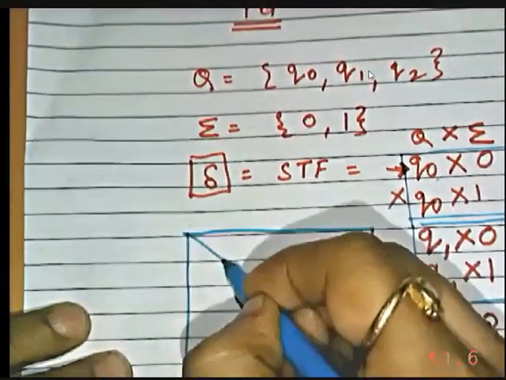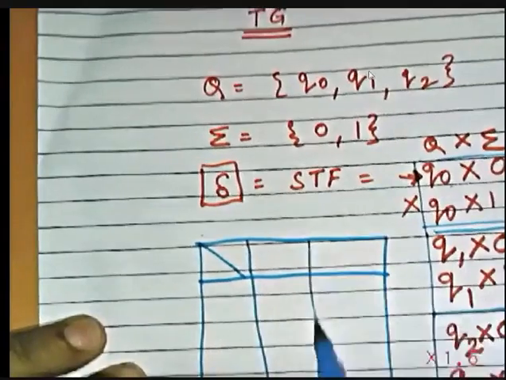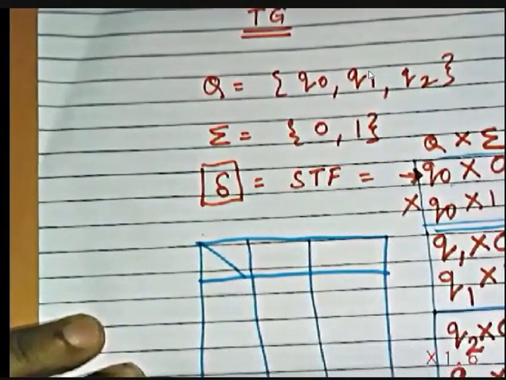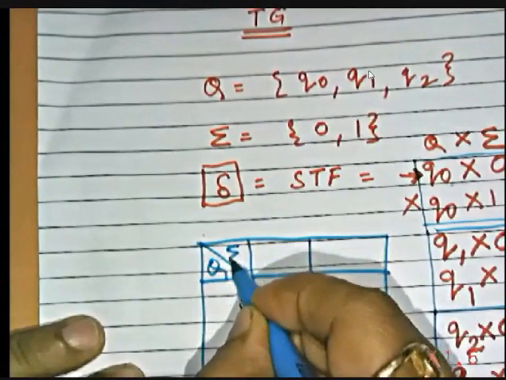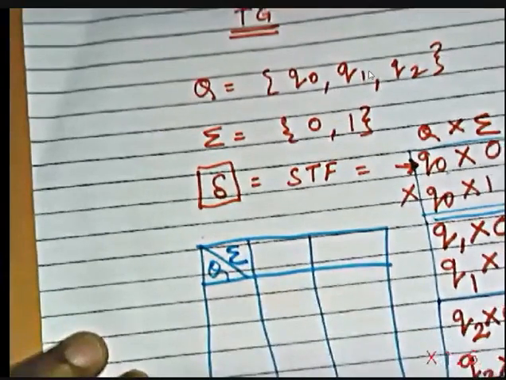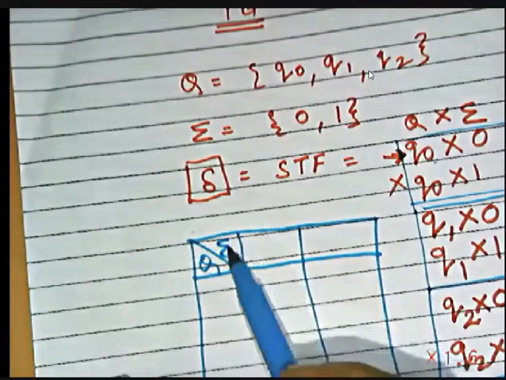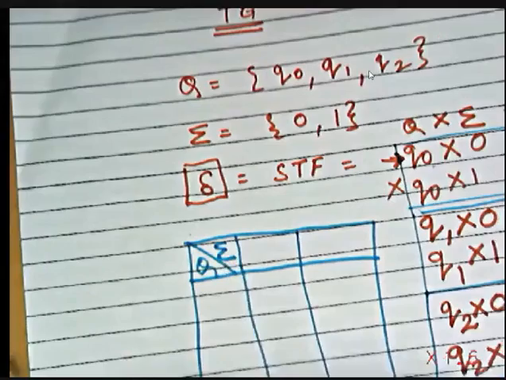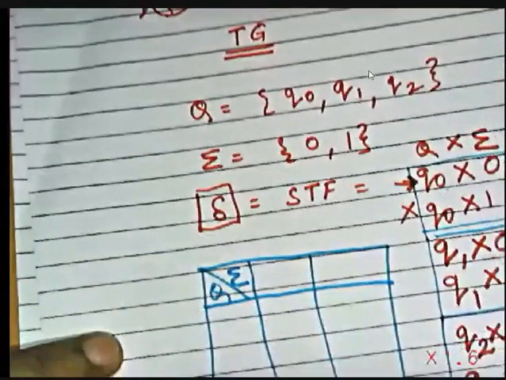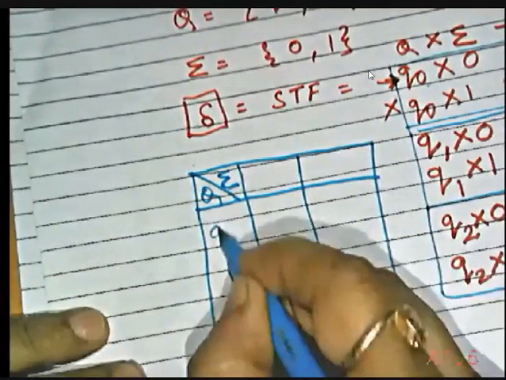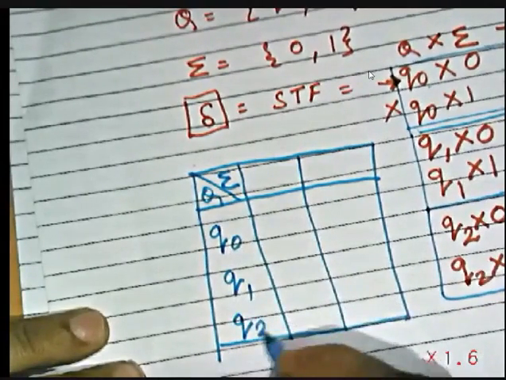So how many rows and how many columns will be there? The rows represent the states and the columns represent my input. Same way we have represented in the finite state machine. Here we have written S and here we have written I. So first we will note down all the states. How many states are there here? Q0, Q1 and Q2. Is it clear?